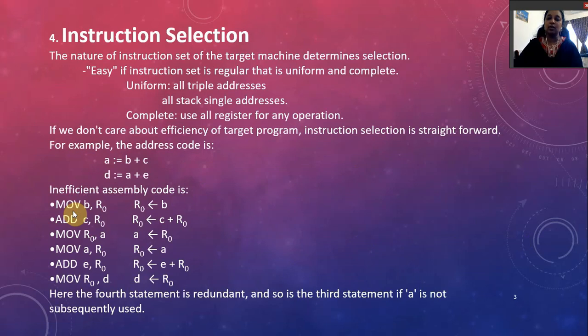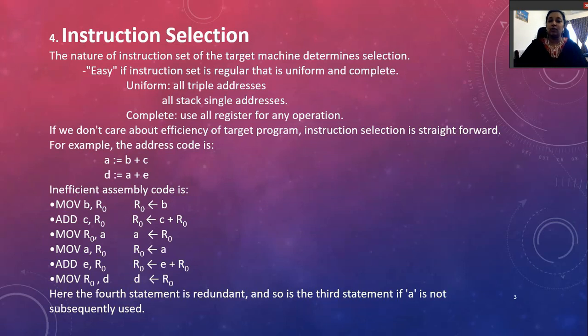Now the fourth point is how you select an instruction. The easy way of doing it is to map a single intermediate code to a sequence of instructions from your assembly language code or your machine instructions. For example, if you say a equal to a plus b, first you move the content of a to register 1, second you move the content of b to register 2, then you add the content of register 1 and register 2, and then we move the result back to a in memory.